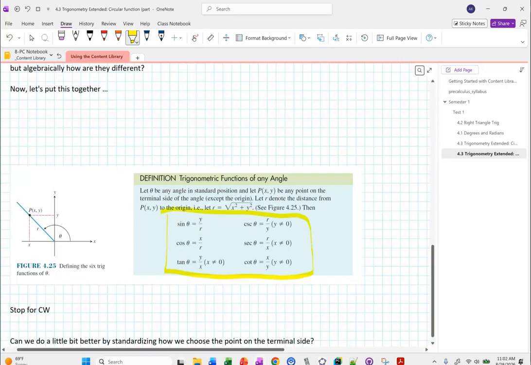For a standard position angle theta with a point on the terminal side of that standard position angle with coordinates x, y, and r equal to the distance from that point x, y to the origin, aka the square root of x squared plus y squared, we can say that sine theta is y over r, cosine theta is x over r, etc., etc. Josiah.